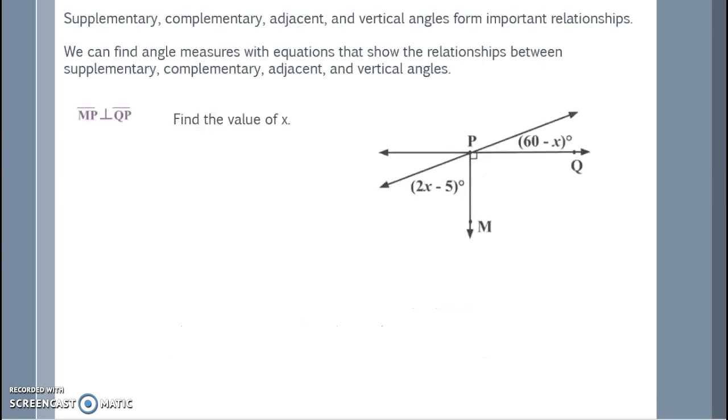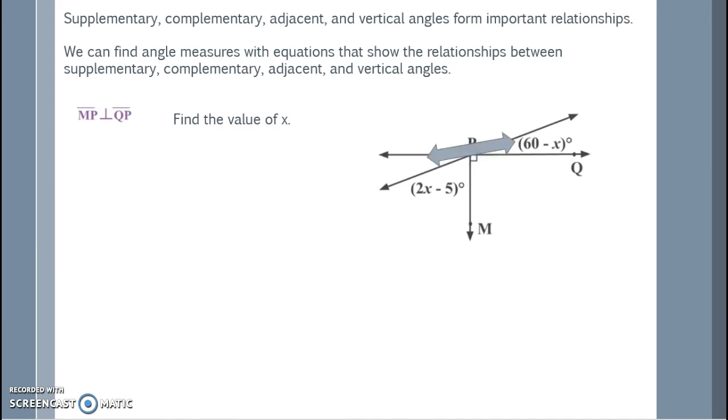Supplementary, complementary, adjacent, and vertical angles form important relationships. We can find angle measures with equations that show the relationships between these angles. So let's assume that MP is perpendicular to QP. Find the value of x.